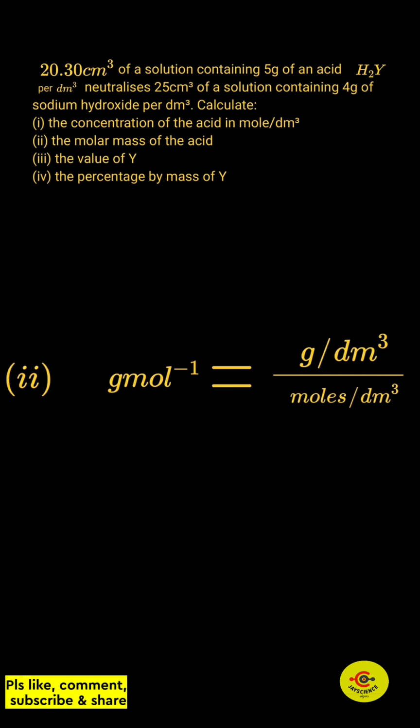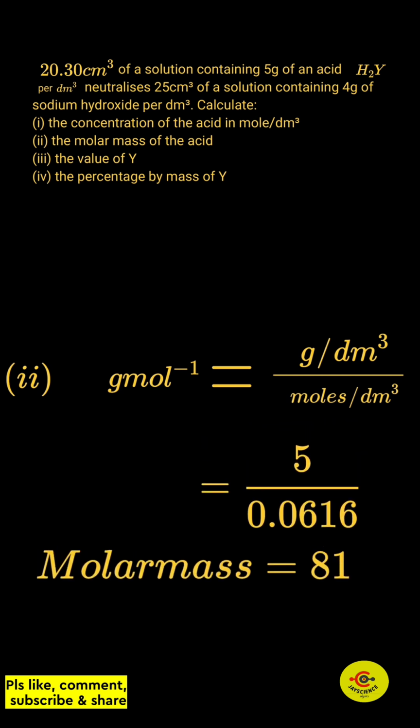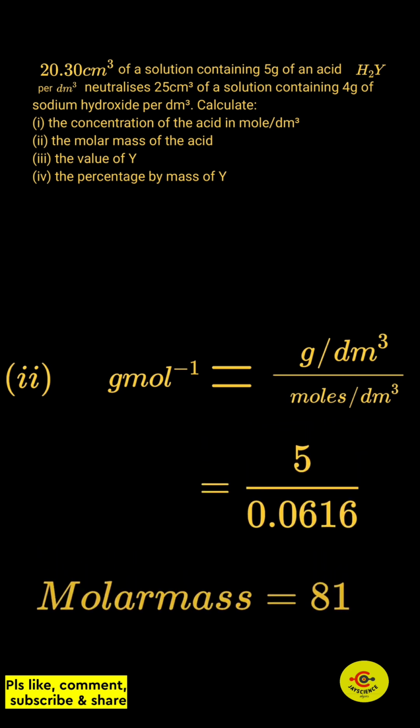In 2, make molar mass the subject, you would have concentration in grams per dm³ over moles per dm³. That is 5 over 0.0616. That would give you 81 as the molar mass.